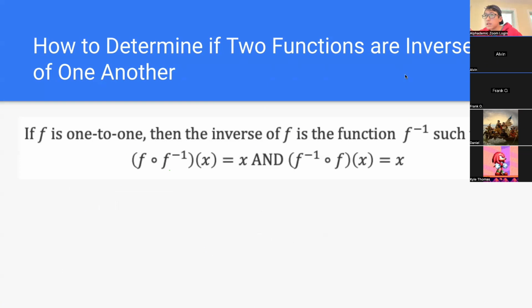All right. Next up, we have how to determine if two functions are inverses of one another. This is going back to what I talked about in f of x, the little o symbol. So if function f is a one-to-one function, then the inverse of f is f inverse, such that f of f inverse of x equals x, and f inverse of f of x is equal to x. Sorry, a lot of inverses and a lot of functions, making my tongue twister right there.